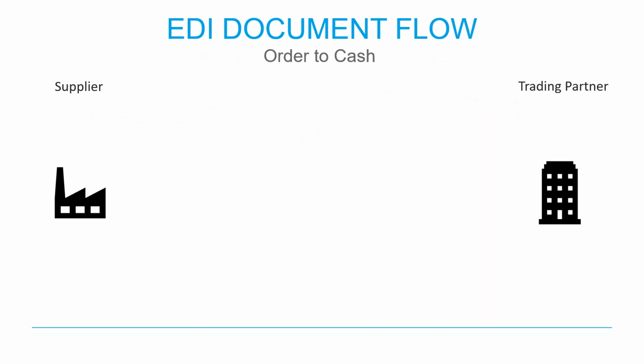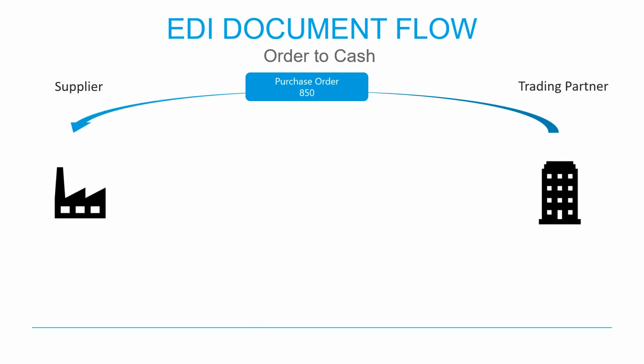Next is the order to cash. It's when the PO is sent from the trading partner to the supplier via EDI. You don't ever have to talk to anyone. With integrated EDI, the purchase order is pulled into the ERP, processed through the cross-reference tables, and the sales order is created in the ERP. No manual data entry. There's a much smaller opportunity for error, and it's a big time saver.